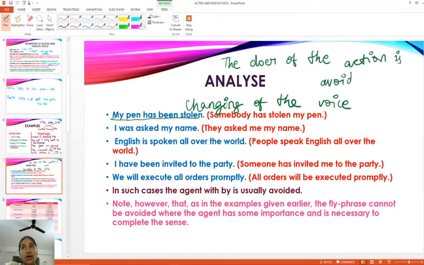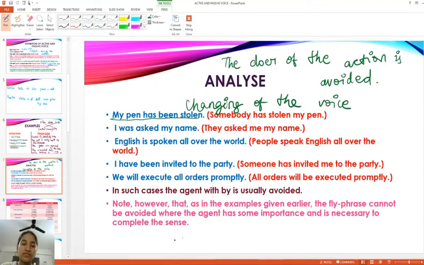But why do we avoid it? See, my pen has been stolen. Somebody has stolen my pen. I was asked my name. They asked me my name. English is spoken all over the world. People speak English all over the world. Note, however, that as in the examples given earlier, the "by" phrase cannot be avoided where the agent has some importance, as necessary to complete the sentence.